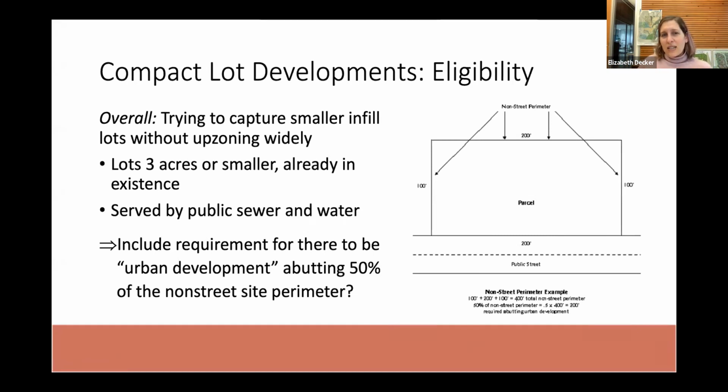Some of these other pieces, does it make sense to be trying to focus eligibility, and how could we refine these tools? Phil, I saw your hand. A couple of comments.